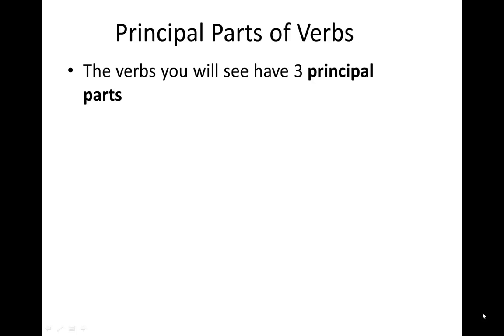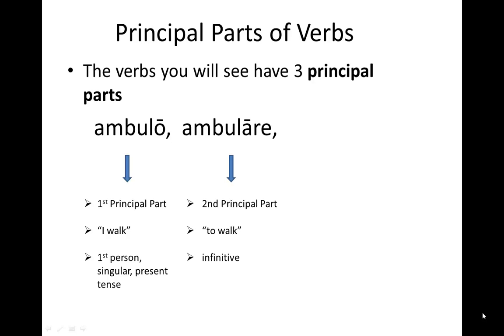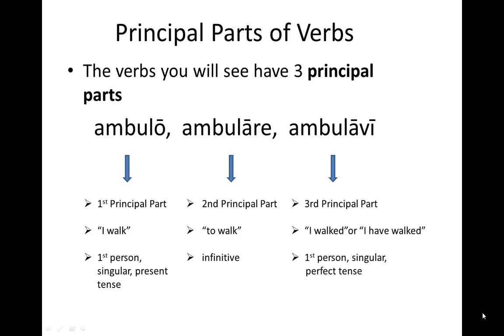Let's use the Latin verb that means to walk as our example. The first principal part of the verb, ambulo, means I walk. This is the first person, singular, present tense form of the verb. The second principal part of the verb, ambulare, means to walk. This form is also called the infinitive. The third principal part of the verb, ambulavi, means I walked or I have walked. This is the first person, singular, perfect tense form of the verb.